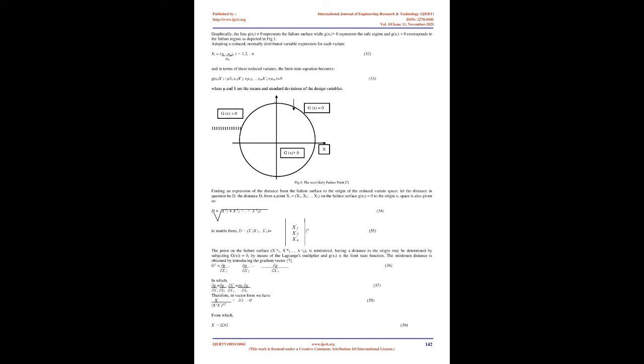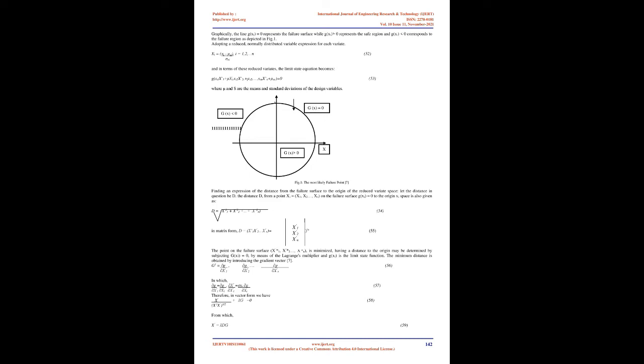The limit state equation is referred to as the performance or state function and expressed as G(X). Graphically, the line G(X) = 0 represents the failure surface, while G(X) > 0 represents the safe region and G(X) < 0 corresponds to the failure region as depicted in Fig. 1. Adopting a reduced, normally distributed variable expression for each variate. Finding an expression of the distance from the failure surface to the origin of the reduced variate space, let the distance in question be d.